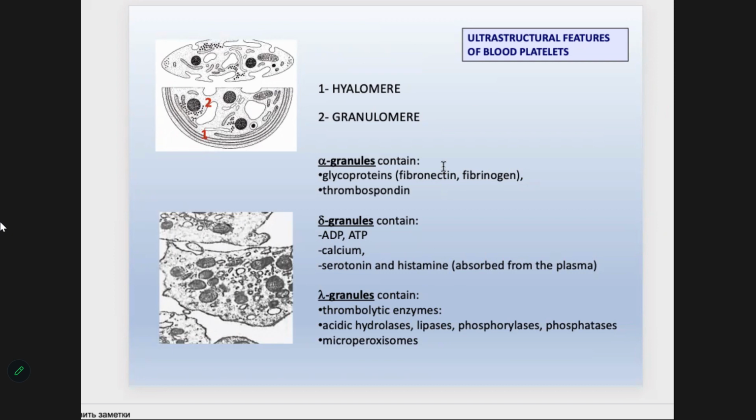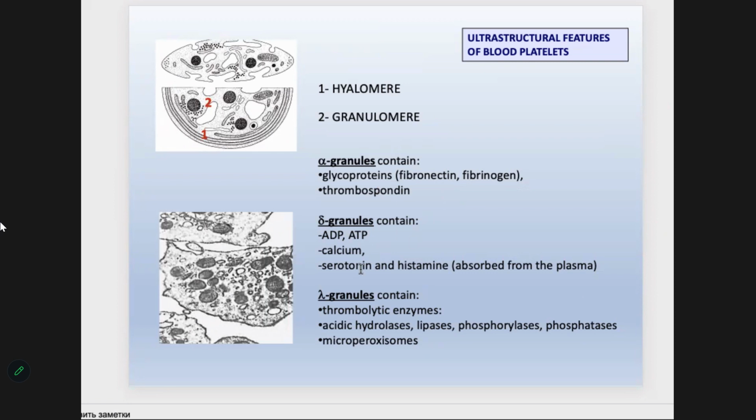For example, alpha granules contain glycoproteins such as fibronectin and fibrinogen. These proteins are necessary for blood coagulation and formation of fibrin and thrombus. Also, alpha granules house thrombospondin, also necessary for the formation of thrombus, and other factors of blood coagulation.